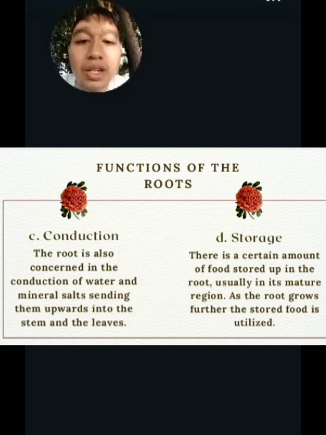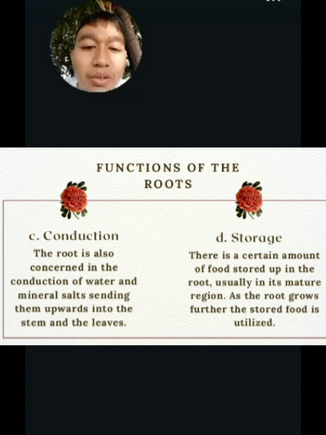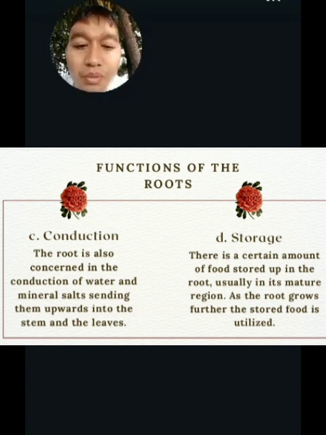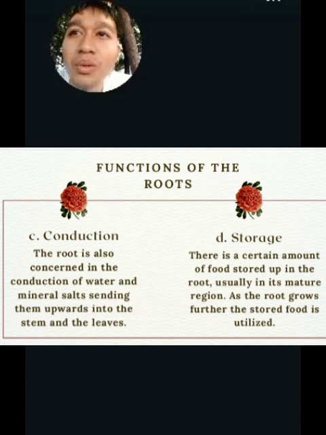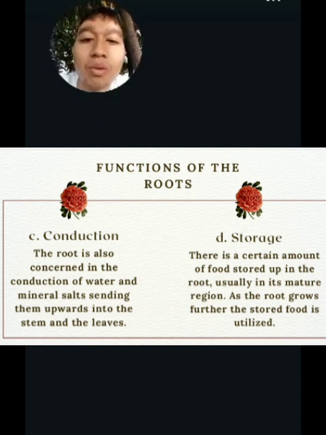Then lastly is the storage. So there is a certain amount of food stored up in the root, usually in its mature region. As the root grows further, the stored food is utilized. So another job of the root is storage, of course. Once the root has absorbed enough food, it distributes it to its body. So as it grows, the roots become bigger.